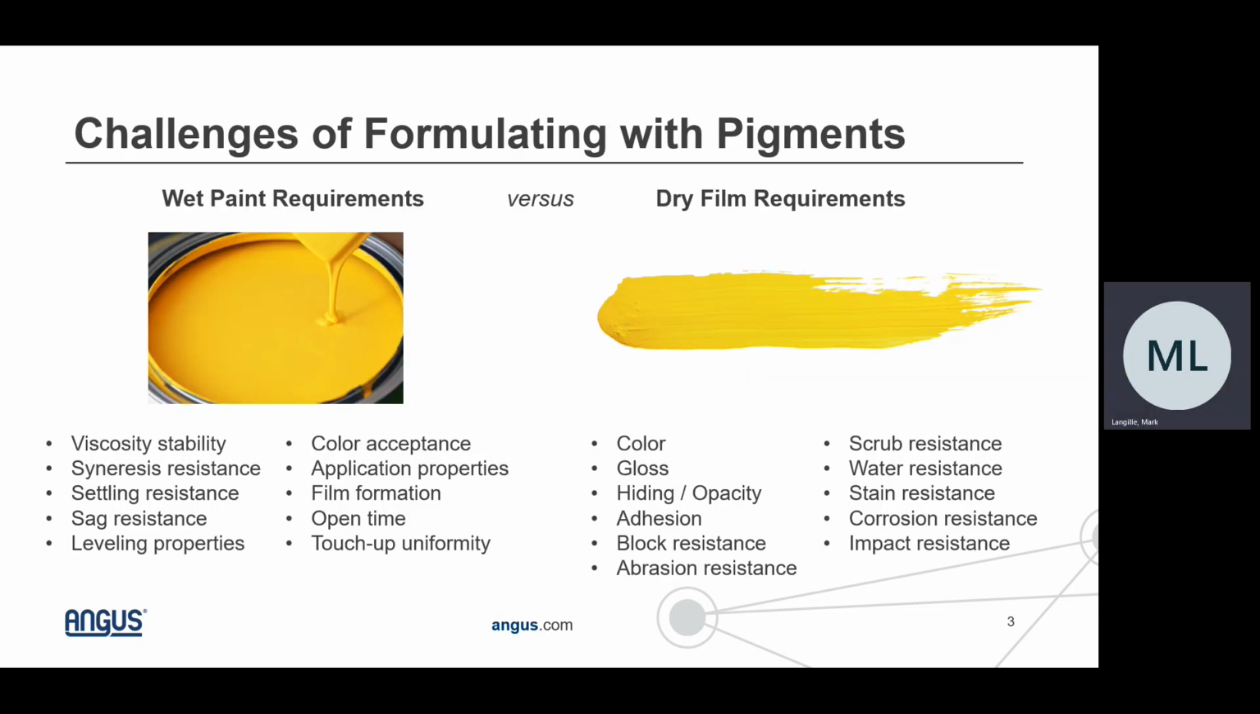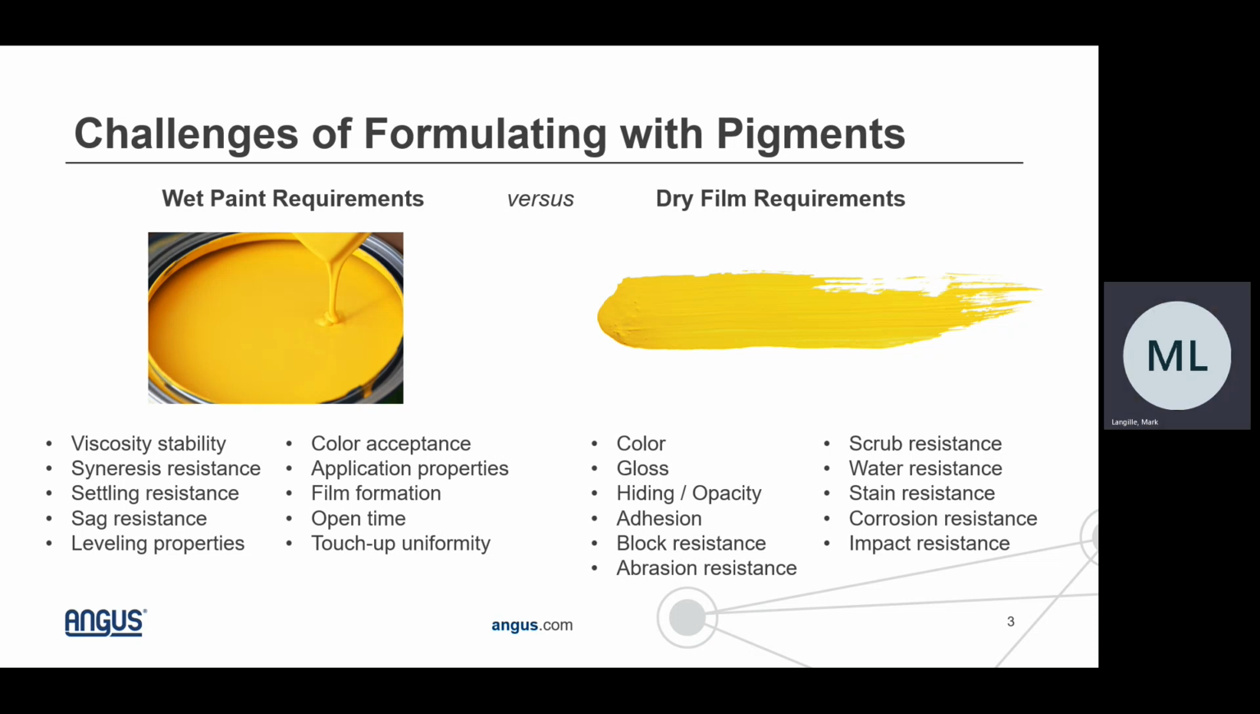So while pigments are critical to formulations, they can still present an array of challenges. And many of these challenges arise from the need to balance both wet and dry film properties. On the one hand, you need to make sure your pigments are well dispersed and stabilized so that you can have a reasonably stable formulation. But you're also concerned with other application properties like sag and leveling, which are highly influenced by pigment choice.